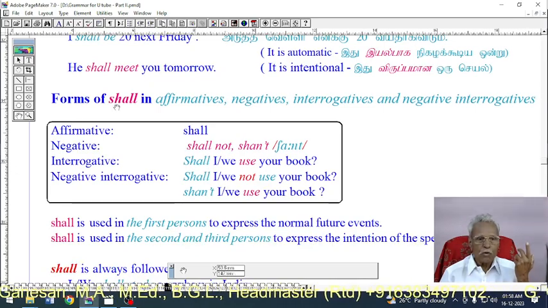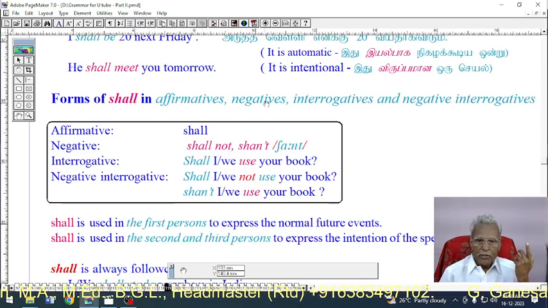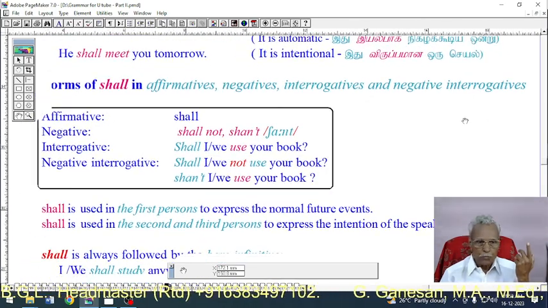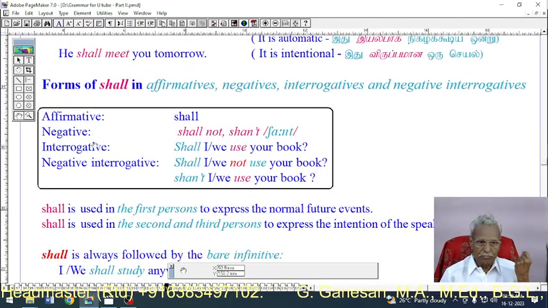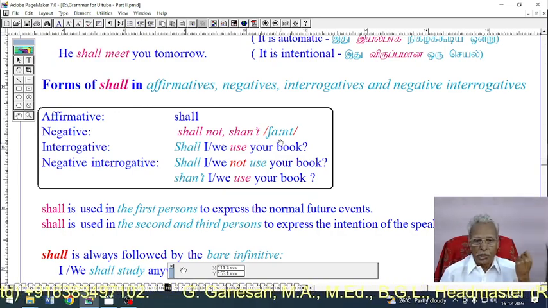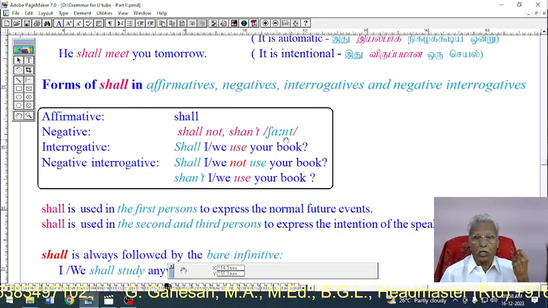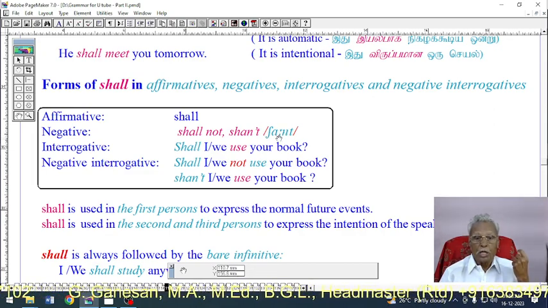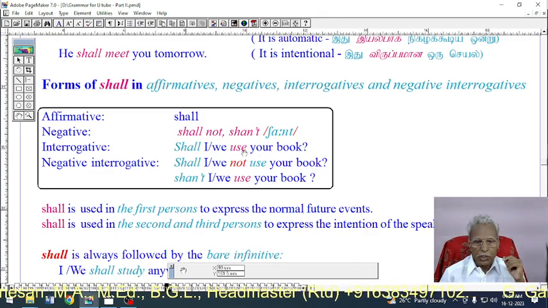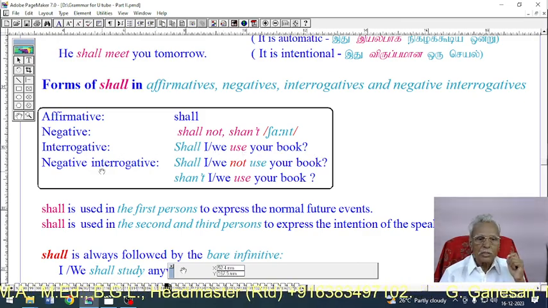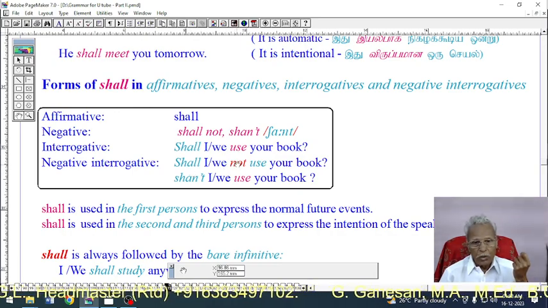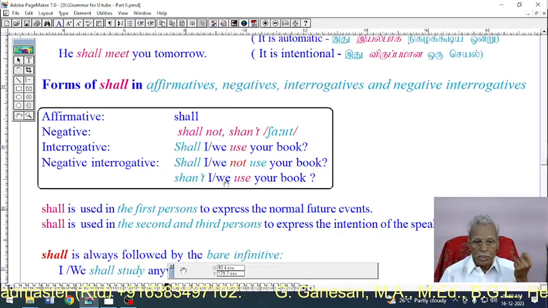Forms of shall in affirmatives, negatives, interrogatives and negative interrogatives. Affirmative, shall. Negative, shall not or shan't. Interrogative, shall I use your book? Negative interrogative, shall I not use your book, or shan't I use your book?